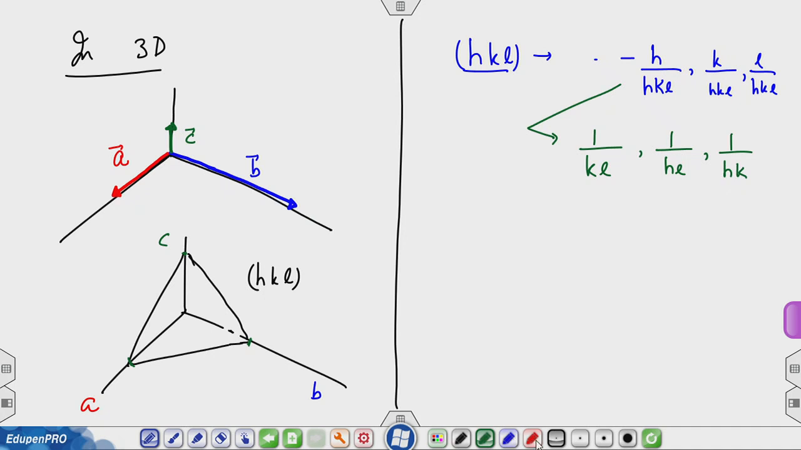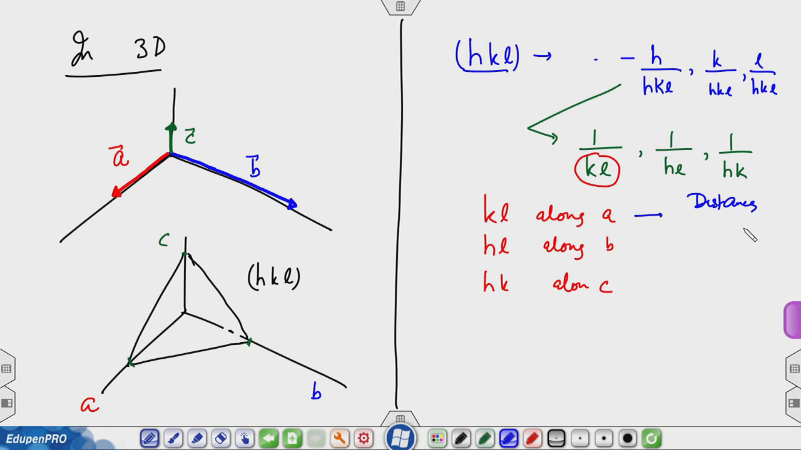So, the distances that have been cut are KL along A, HL along B. These are the units. It is an HK along C. Now, these are the units. So, the distances are going to be KL A, HL B and HK C. This is what has been cut.